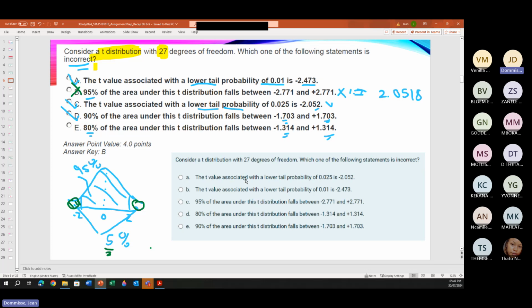So there's the t value associated with lower tail of 0.025. There it is in that one. The t value associated with lower probability, there is exactly the same question. Then the 95%, there is the same that we did. Then the 80% the same, and the 90% the same. So exactly the same question as what we worked on last time.